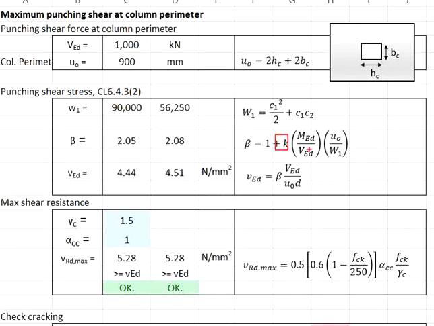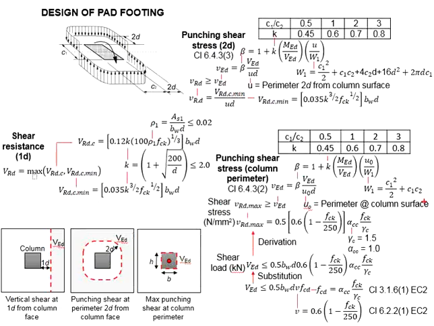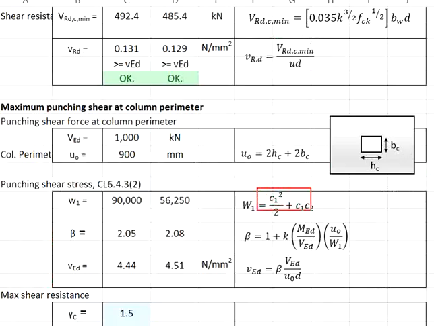Having the K number obtained, we need to find the W1. You cannot use the W1 that you have calculated for 2D perimeter, as the equation for W1 is different. You need to use this equation instead of this. Substitute C1 and C2 into the equation, you get the W1. Substitute the W1 into the equations, you get your beta. Substitute beta into the equation, you get your maximum punching shear stress.